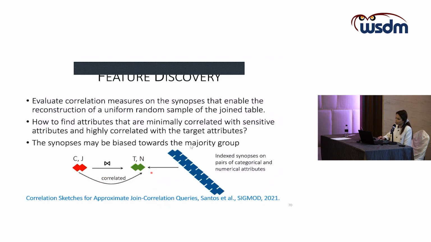Note that in a recent work from SIGMOD 2021, the goal is to design the synopses in a way that they are random samples over the data, and in that case, if the data is biased, we can imagine that the random sample will contain mostly the majority group. So here the goal is to design techniques that also consider the minority group and identify features that are unbiased and highly correlated with the target attribute of the query.